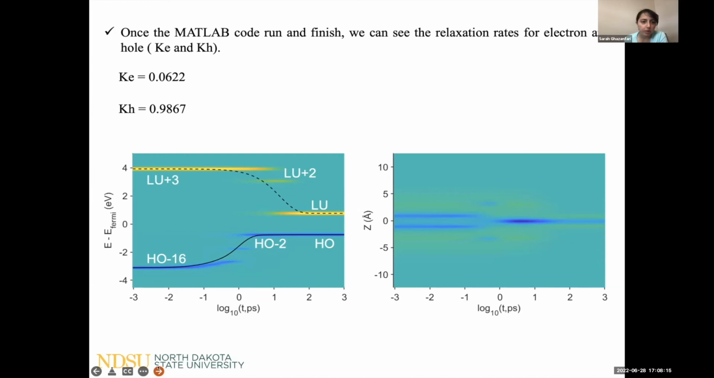One of them, as you can see on the left, is the energy dissipation as a function of time, and as a function of space in the right panel. Also, we can see the relaxation rate for the electron and holes. The electron is shown in the yellowish color, and the hole in the bluish or purplish color.